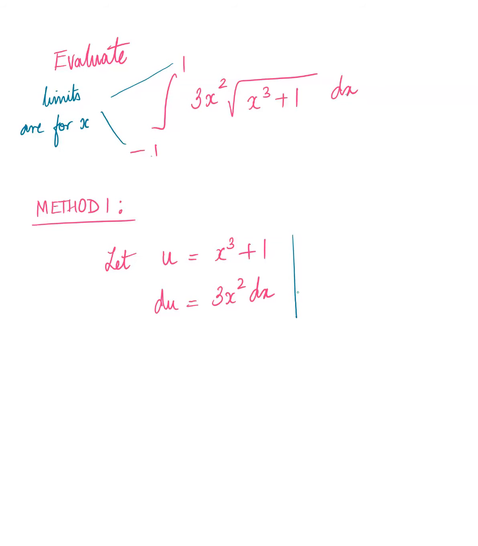In method 1, we convert everything to u so that we don't have to back substitute for u in the end, because everything is now switched to u. In method 2, we'll back substitute for the u like we did in the indefinite integral, and therefore we will not be changing these limits of integration. So in method 1, we're changing the limits of integration.